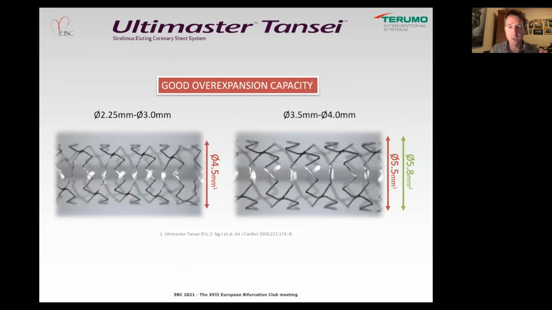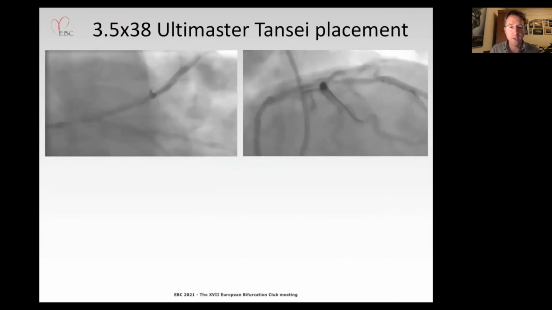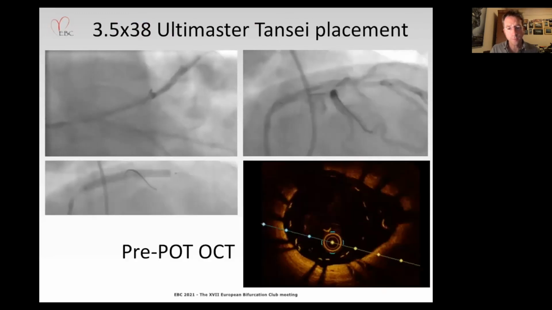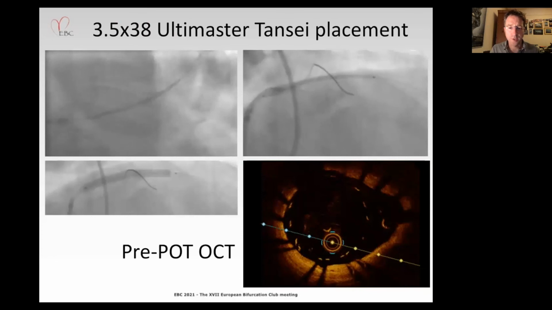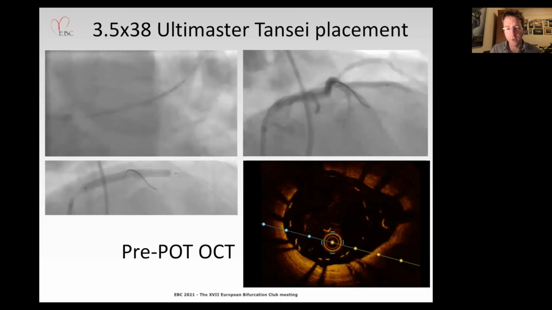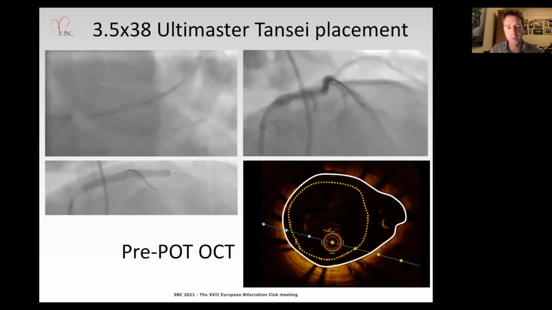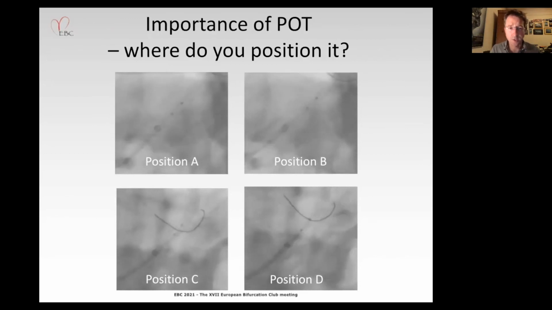And most importantly, as I've already suggested, this 3.5 platform will on bench expand to 5.8, as shown by Nicolas Foin's group. So I place a 3.5/38 Ultimaster Tansei, placing in multiple projections. I undertake an OCT at this point actually just to accentuate the issue of this pre-POT under-expansion of the stent. And we see beautifully here towards the polygon of confluence how massively under-expanded that stent is within the left main segment. So it's then important to undertake the POT, and there's always discussion about where to go.